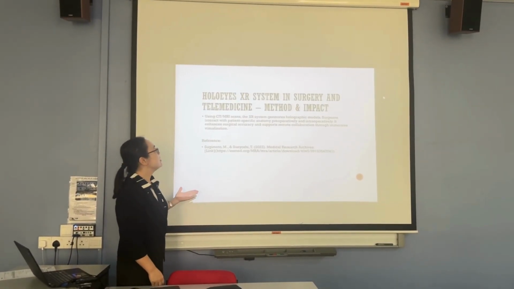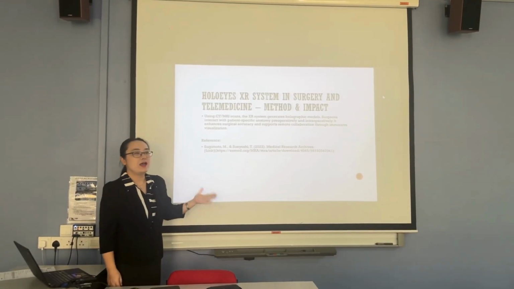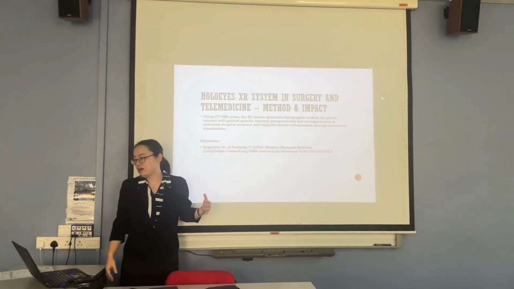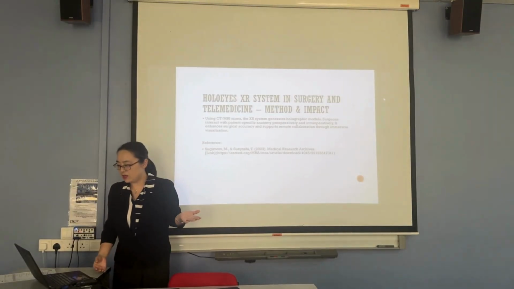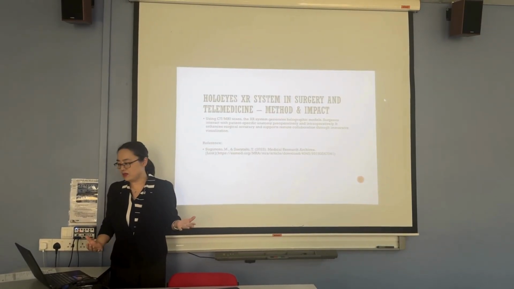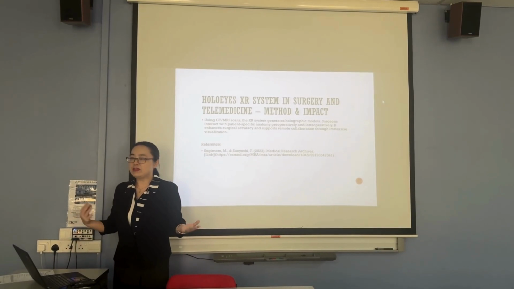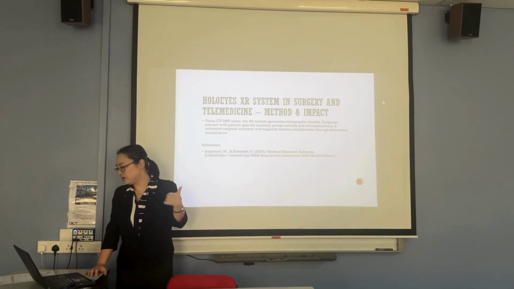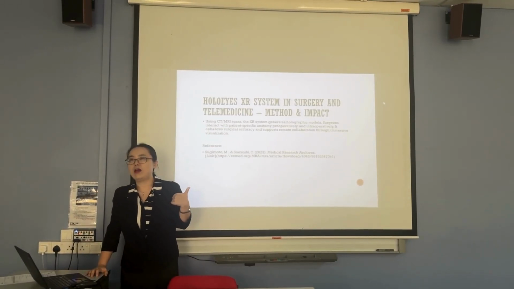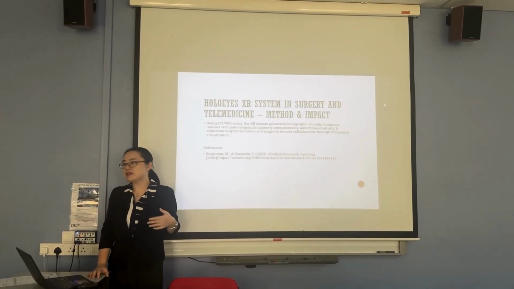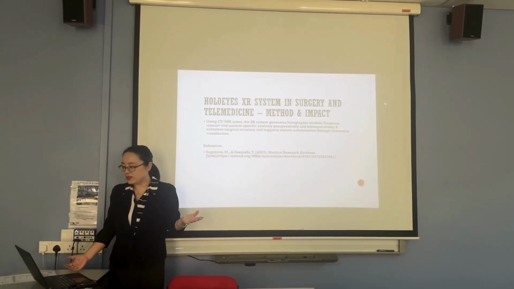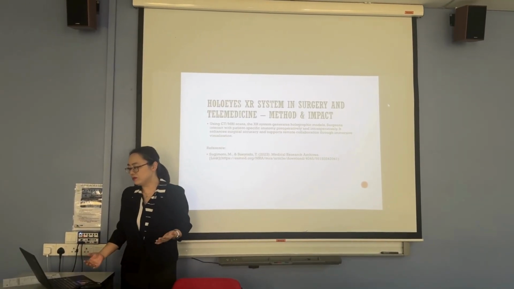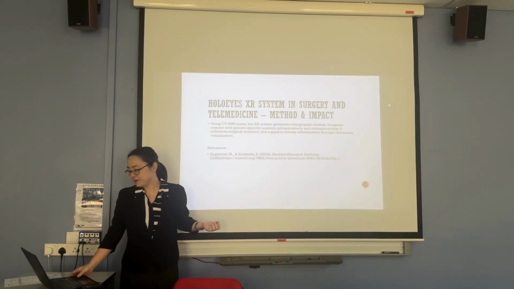By using the CT or the MRI scans, this system models interact with the patient specifically and intraoperatively. So it enhances surgery and it supports the remote collaboration through the immersive visualization.